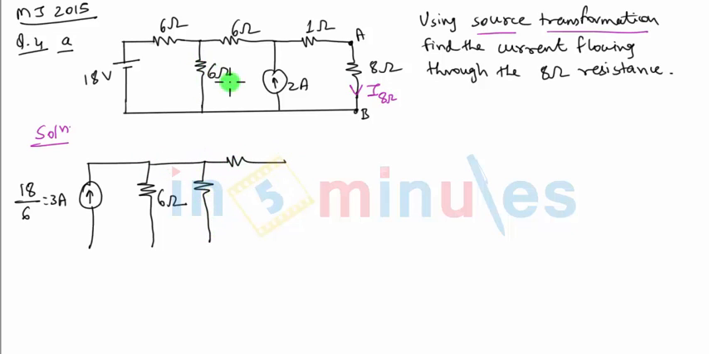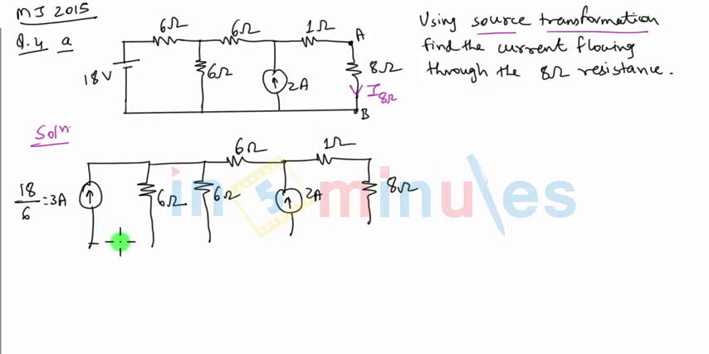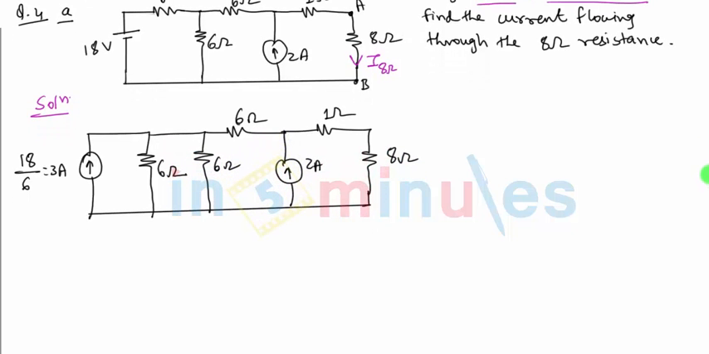So as you can see, we are going to put the 6 ohm resistance, this 6 ohm as it is. Right now we can't do anything with the current, so we will just keep the current source 2 ampere as it is. This is 1 ohm resistance along with the 8 ohm resistance through which we have to find out the current. Now once we have performed the source transformation, you can see that these two resistors are in parallel. So the parallel combination will be 6 parallel 6 will be 3 ohm resistance.